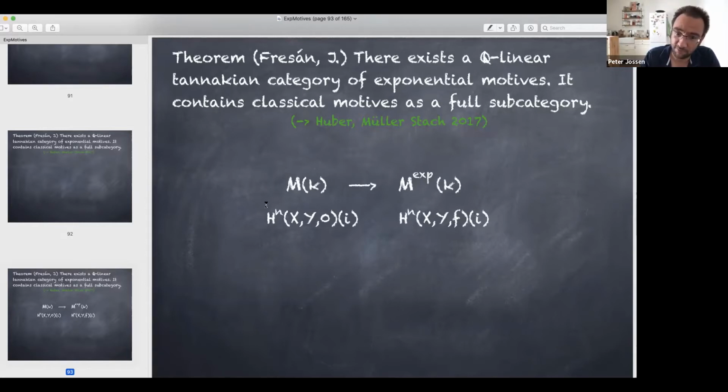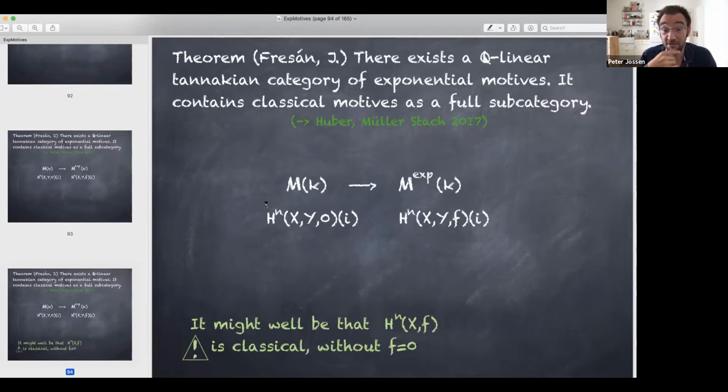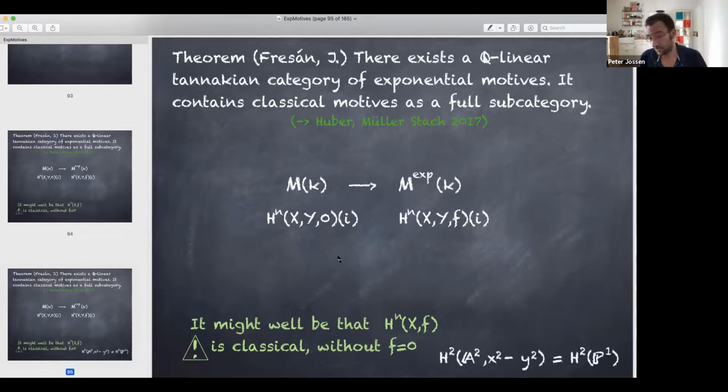One should be careful, however. It's not that just because you present a motive with a function f which is non-zero, that it's automatically not a classical motive. So there can be isomorphisms in the category M_x between motives where the function is non-zero and the same motive where the function is presented in a way such that the function is 0. So here's, just to get this out of the way, an example. The motive H^2 of the affine plane together with the function x squared minus y squared, it's actually as a motive isomorphic to H^2 of P^1.